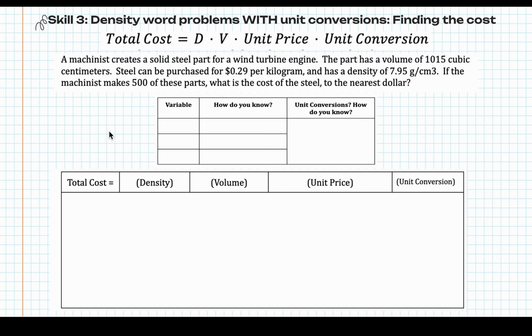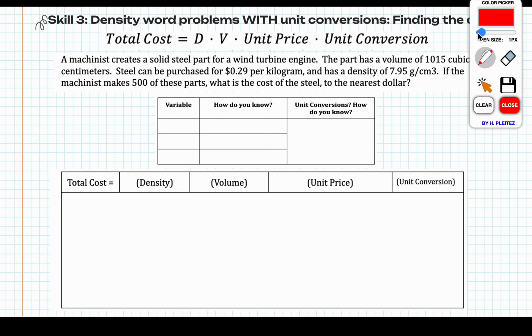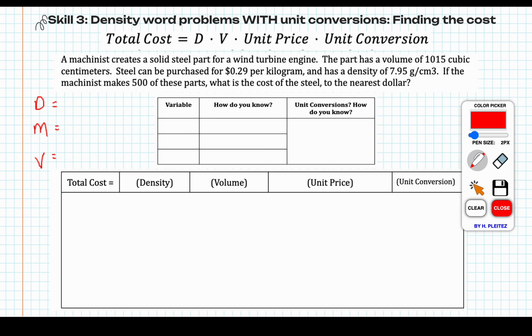All right, now last skill. Same exact process applies, except now we're going to have some unit conversions. So we always have our 3 variables. I'm going to make my list over here so I have more room. We have D, we have M, and we have V. And let's go ahead and get annotating. So a machinist creates a solid steel part for a wind turbine engine, and the part has a volume of 1,015 cubic centimeters. So our volume is 1,015 centimeters cubed.